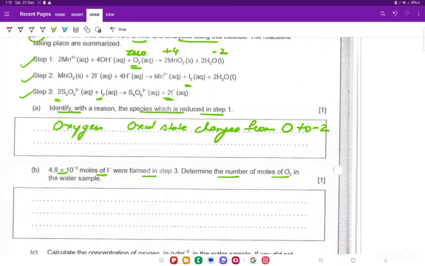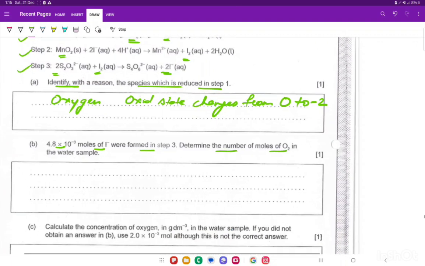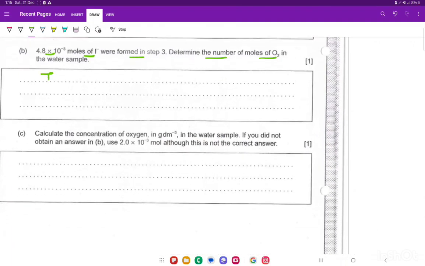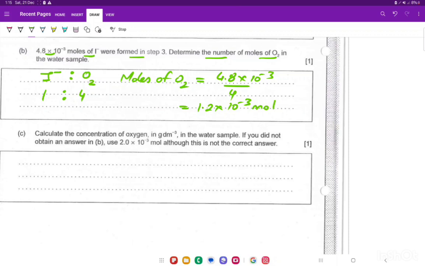1 mole of iodine reacts with 1 mole of MnO2, and 2 moles of MnO2 react with 1 mole of oxygen. Therefore, if I go in reverse, the ratio between I⁻ and O2 will be 1:4. Hence, the moles of O2 will be 4.8 × 10^-3 divided by 4. That comes out to be 1.2 × 10^-3 mole. That will be the answer for this part.